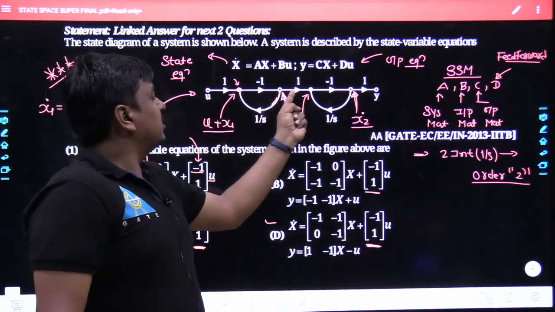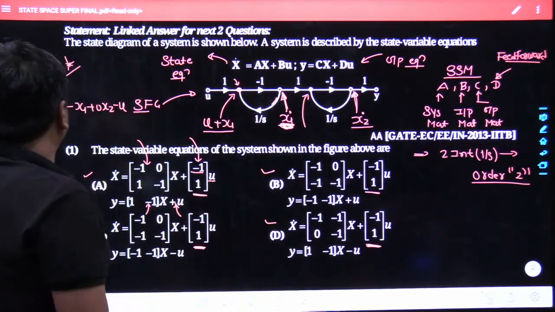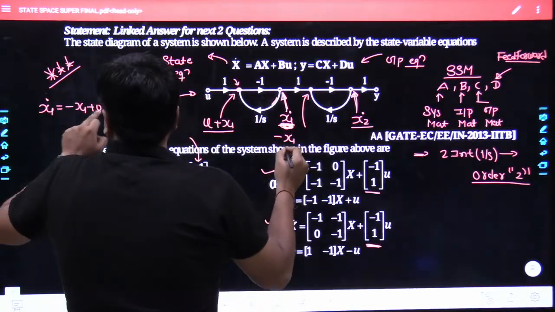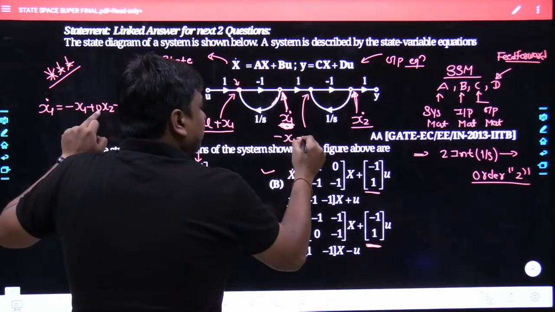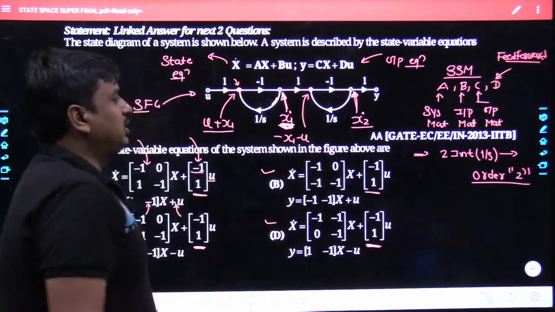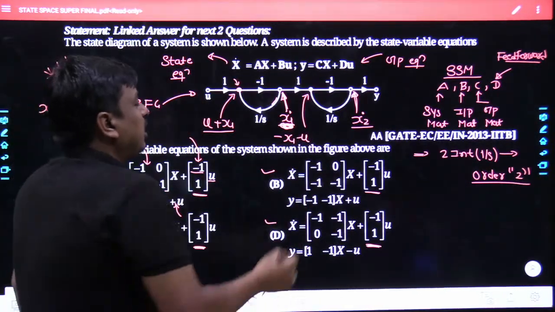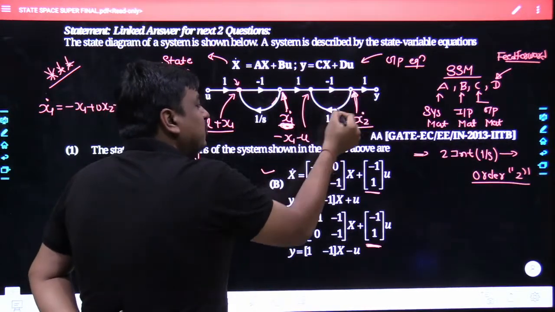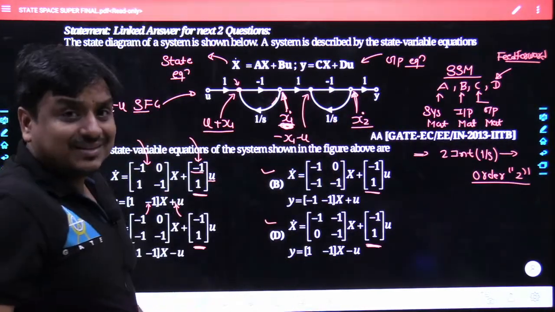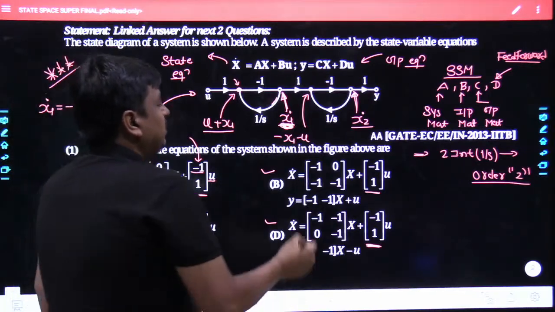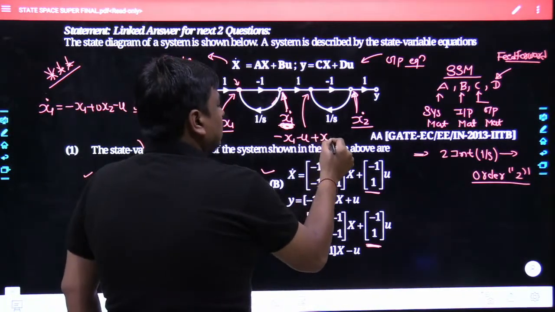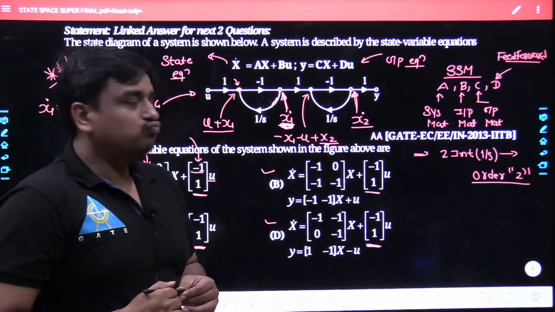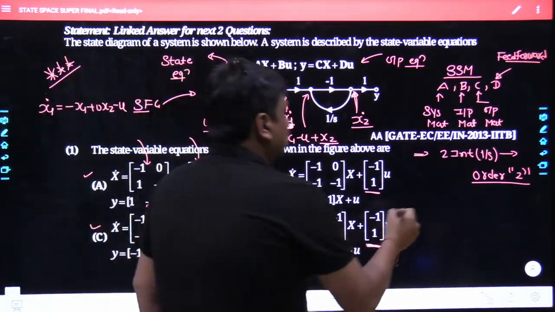The first incomer is coming from x1 dot. What is the x1 dot? The x1 dot is nothing but minus of x1 plus 0 times of x2 minus of u. Till this point, nobody should have any doubt. And now the second incomer is coming from the x2 dot, and within the branch we are getting the gain of 1 upon s. That's the integration in time domain, which simply becomes x2. Agreed? So may I know what would be the x2 dot?